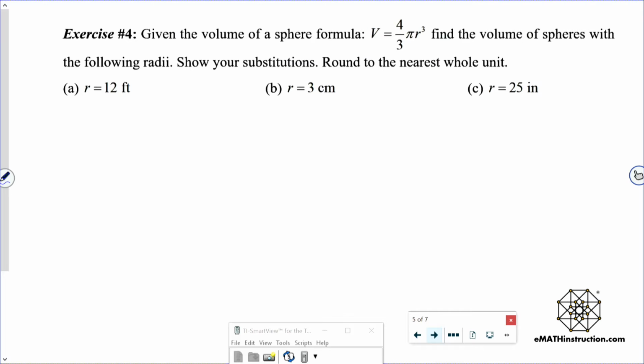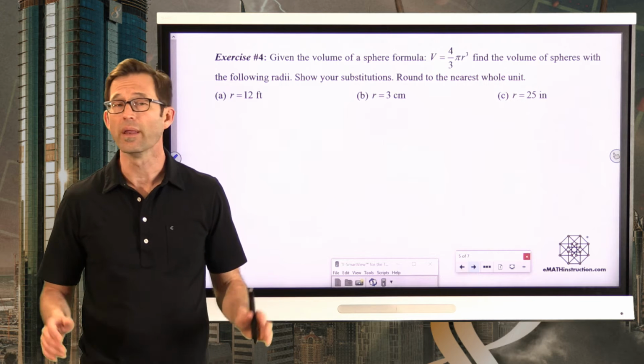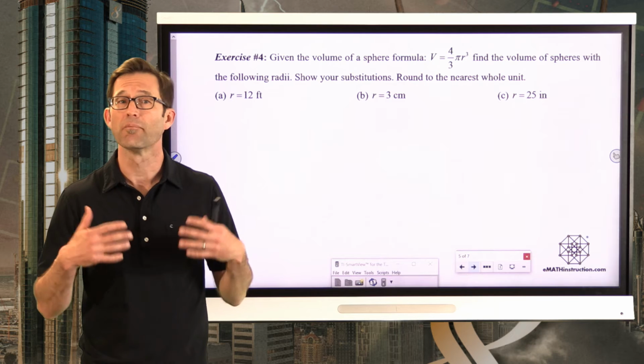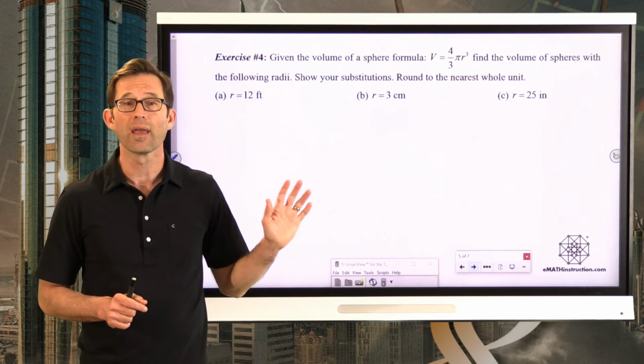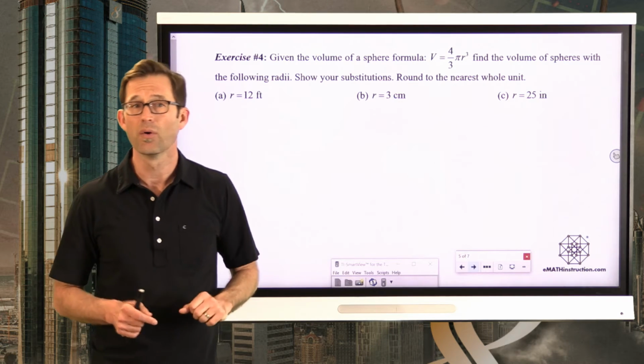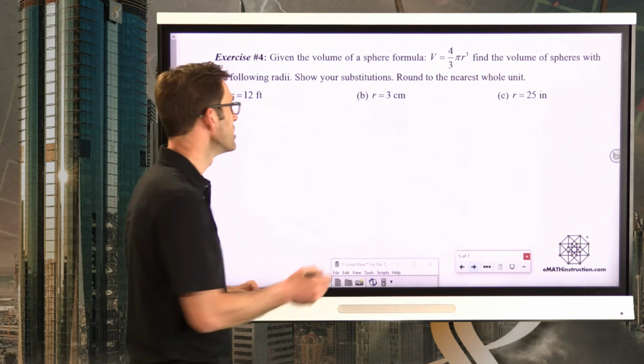Exercise number 4. Given the volume of a sphere formula, V equals 4/3 pi r cubed, find the volume of spheres with the following radii. Show your substitutions, round to the nearest whole unit. All right, great. Again, this is just formula plugging. So let's do letter A together, then have you do B and C on your own and see if you can get it right. All right, let's do it.